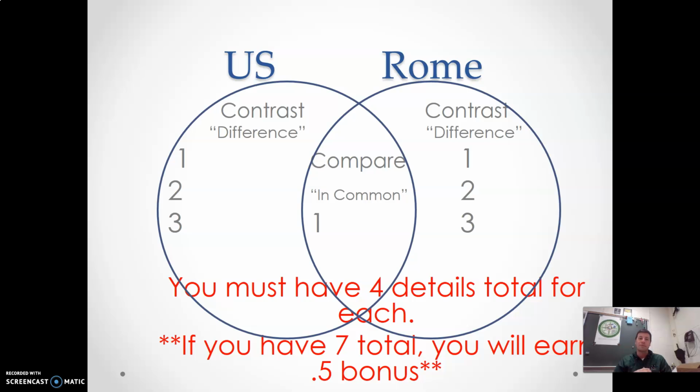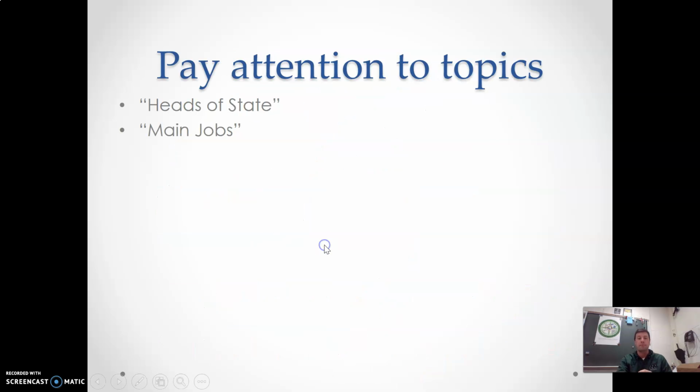Again, it does not have to be in a full sentence, but you do need to give the reason why. We're not looking for full paragraphs. We're looking for short, to the point, succinct explanations for those individual facts, okay? Pay attention to the topics. For all of you, I've listed your first topic at the top of your first diagram, and then you're going to complete your own for the second one.